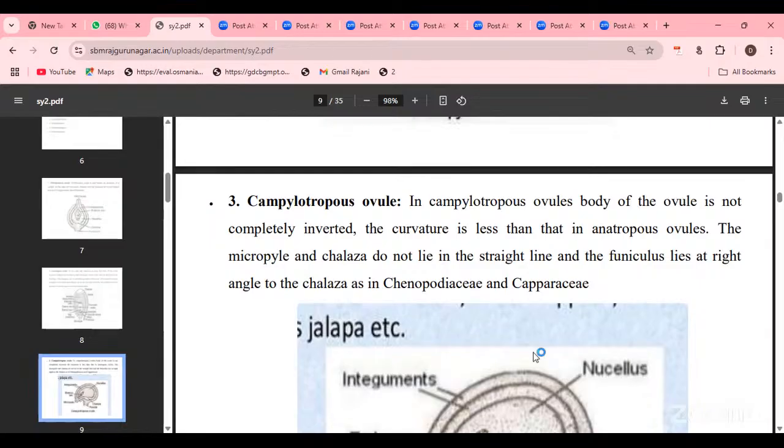Here, the micropyle lies at a right angle to the chalaza. As examples, you can observe this in the Capparidaceae, Chenopodiaceae and Cruciferae families.